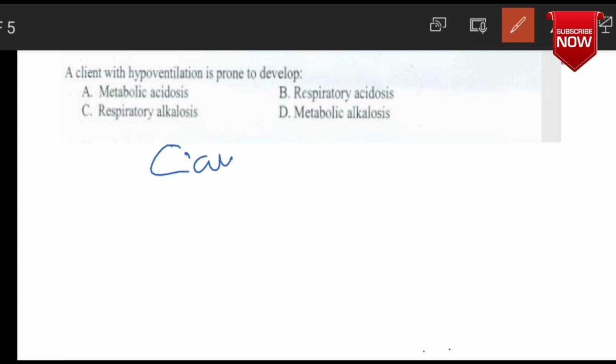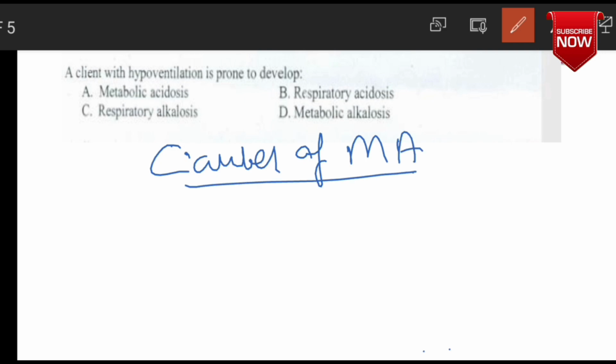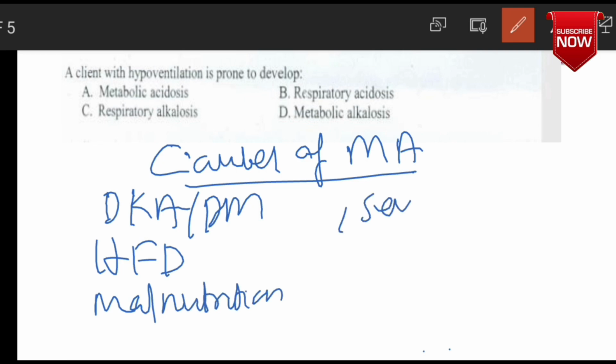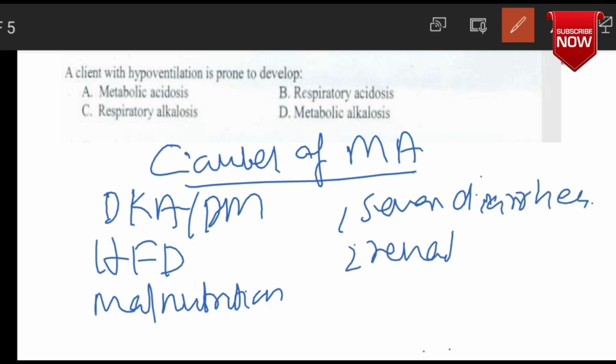Causes of metabolic acidosis. The causes are diabetic ketoacidosis or diabetes mellitus, high fat diet, insufficient metabolism of carbohydrate, malnutrition, severe diarrhea, renal failure. These are the main causes of metabolic acidosis.